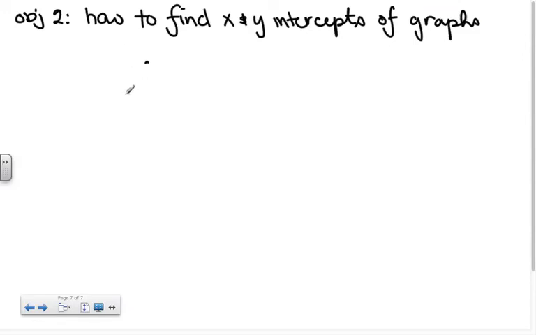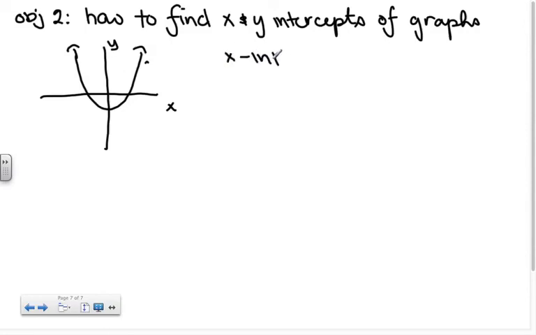Now, to visualize this, here's your y-axis, here's your x-axis. If I draw a graph, something like this, this is kind of a visualization tool. Where it crosses the x-axis is called an x-intercept. And then the y-intercept obviously crosses the y-axis.